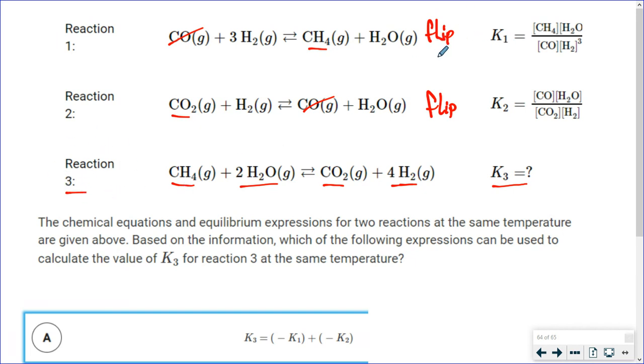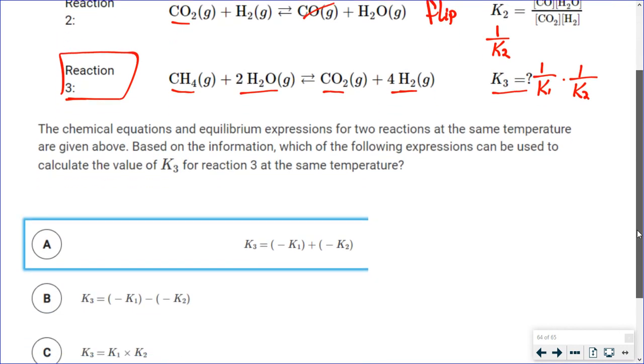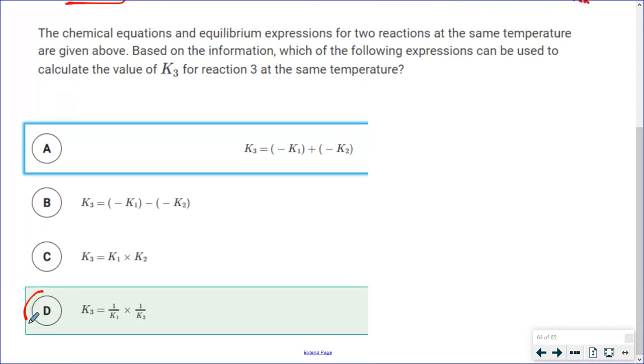What happens to our K when we flip it? Well, remember, this is originally products over reactants. If I flip the reaction, it just flips these over. Now my reactants became products and my products became reactants. So it'd be the reciprocal of K1. And then this one would also be the reciprocal of K2. Now these reactions would add up to my overall reaction for reaction 3, and their K values would be 1 over K1 and 1 over K2. If they add up together, I'd multiply them. So I get 1 over K1 times 1 over K2. Let's see if that's one of our choices down here. There it is, D. You just multiply those together, and that's a correct answer.